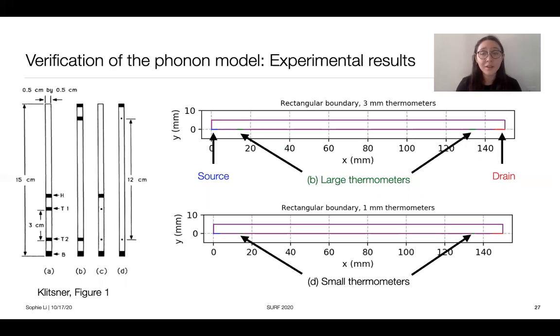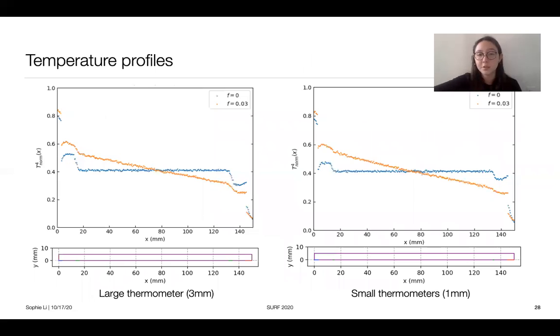So now we can move into the second part of the verification, which was against the simulations that Klitzner did to compare to his experimental results. So we set up boundaries to look exactly like the crystals that Klitzner used over here. And they have a source, they have some kind of thermometers over here on these two edges, and then we also have a drain. We have large thermometers as well as small thermometers. And this is what the temperature profiles look like. So here's the temperature on the side here, and here's the boundary.